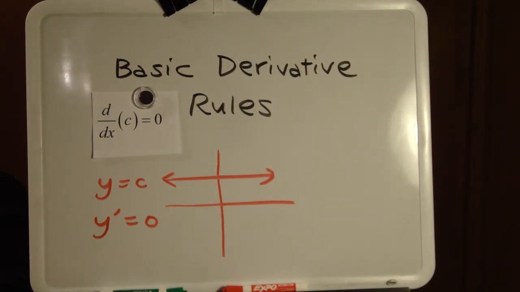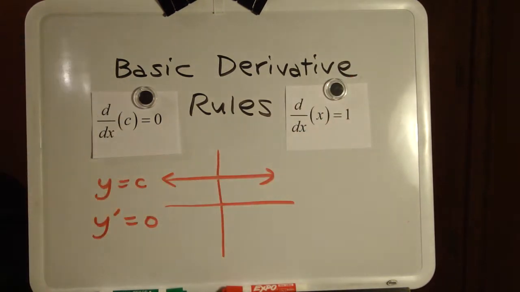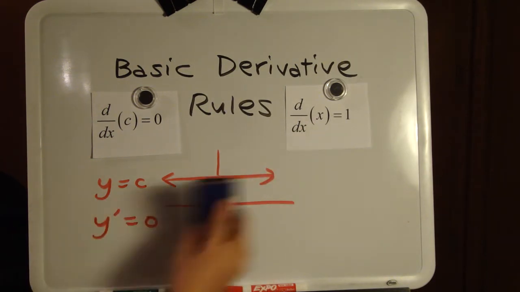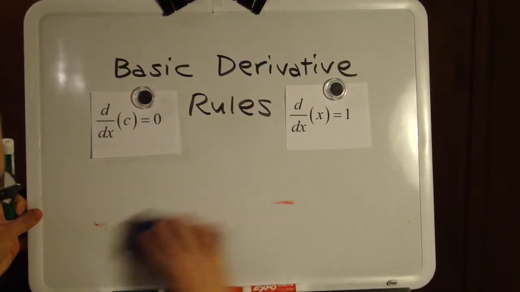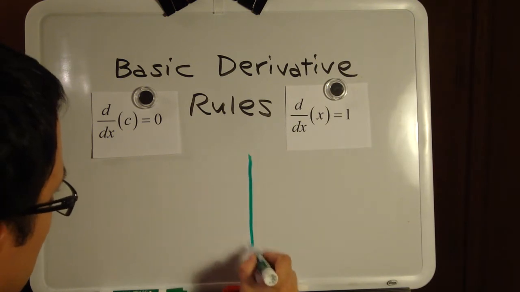Okay, so the next basic one here that we'll add to this, we're just going to upgrade a little bit. The derivative of the x function is equal to 1. And in a very similar way, you can think of the function y equals x. So we'll just do that pretty quickly here.